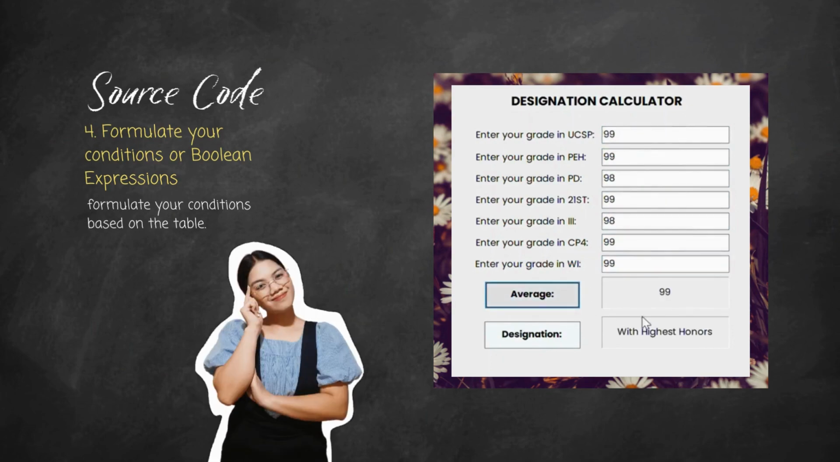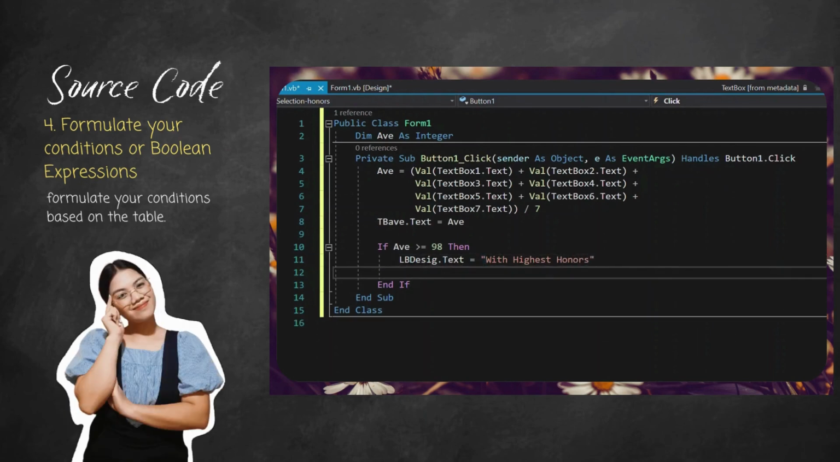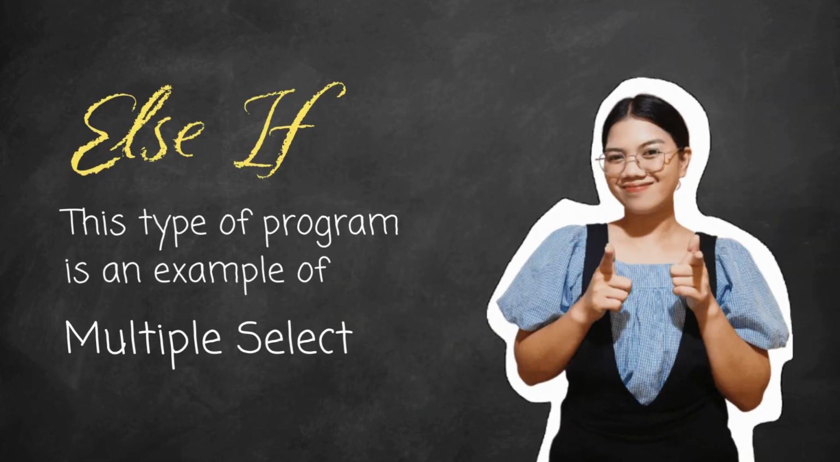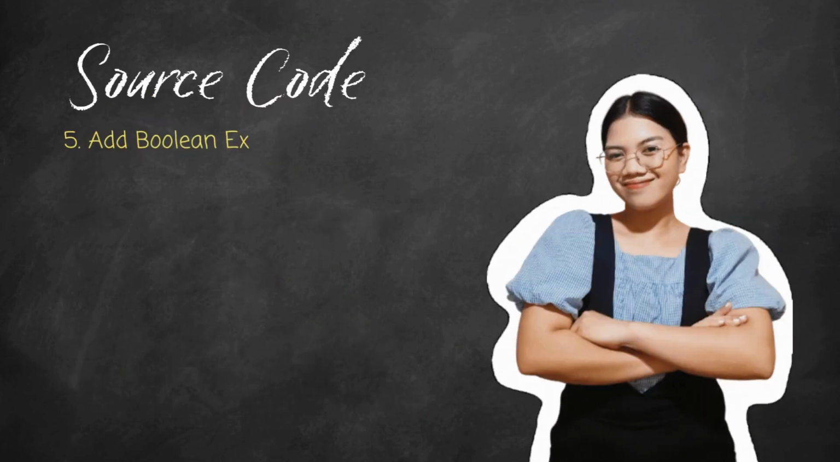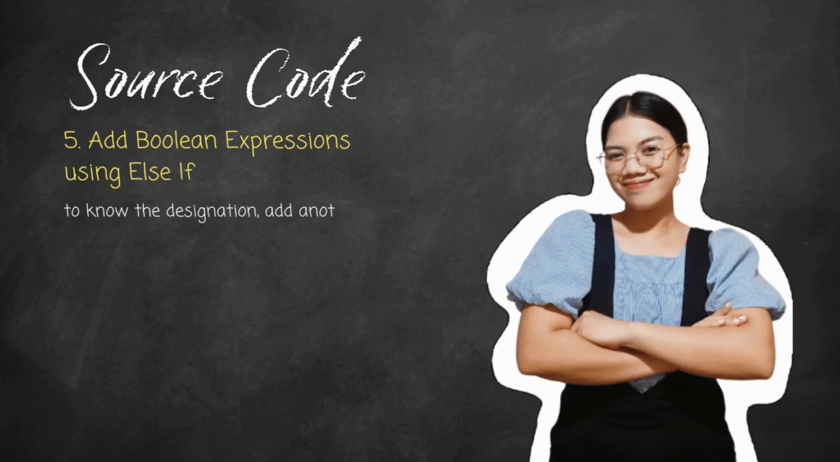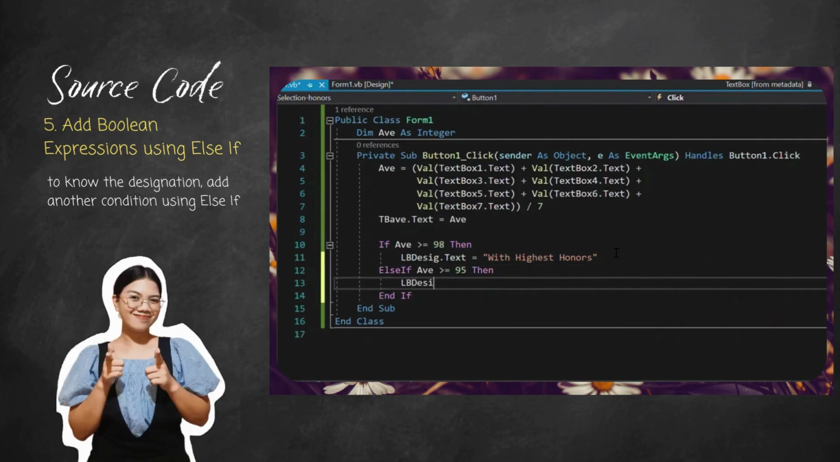If the condition is not met, the program must determine where the average will fall at the rest of the 2 designations. This type of program is an example of multiple selection. Here's where the else if will be very useful. In order to know the designation, we must add another condition using the else if statement. Again, following the table, the second condition will be else if ave is greater than or equal to 95.